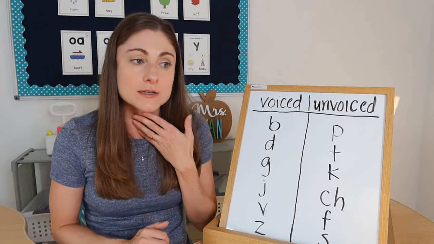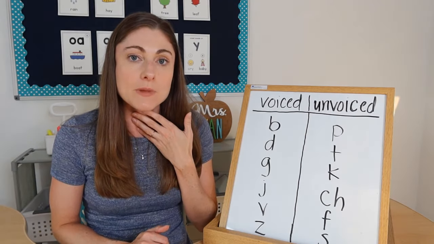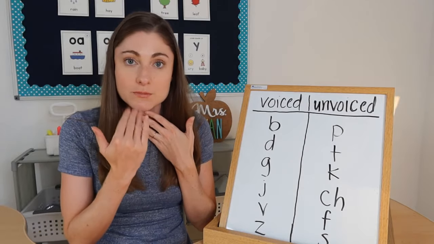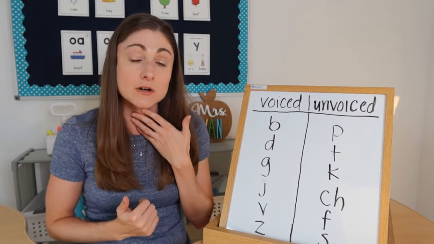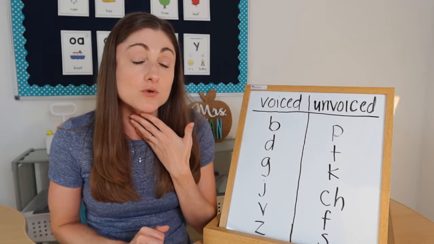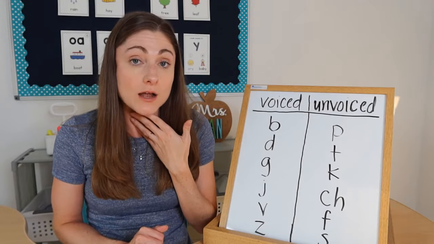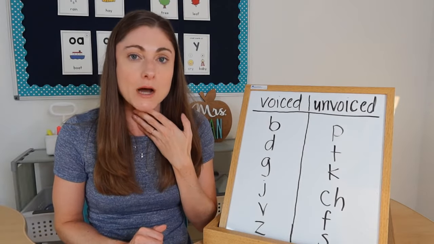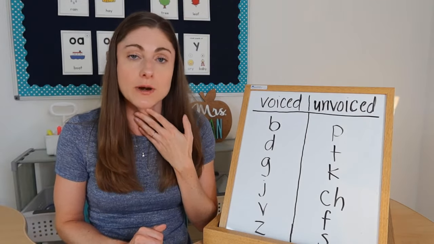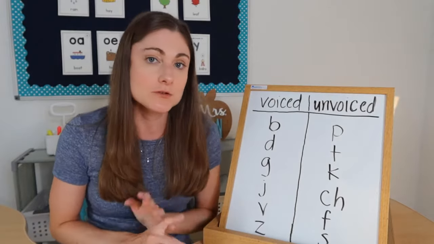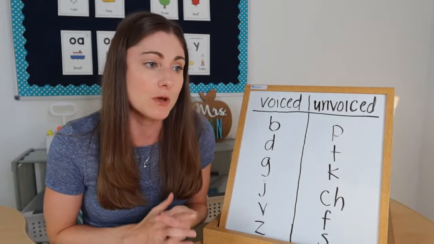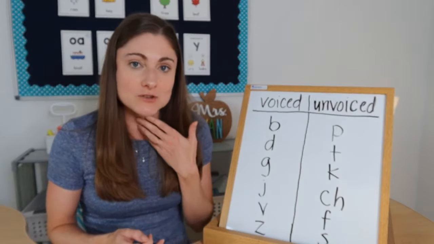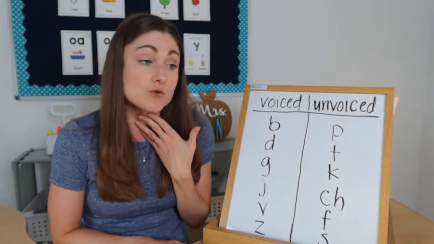Like for example, the words pill and bill, the p and b are produced pretty much exactly the same way with our lips and our tongue, but whether our vocal cords are turned off or on is different. So with p, they're not turned on. And with b, they are turned on, right? So that can help students who are English language learners or who are just struggling with phonemic awareness for whatever reason. So that can be a good thing to mention and actually have them feel their vocal cords, whether they're vibrating or not.